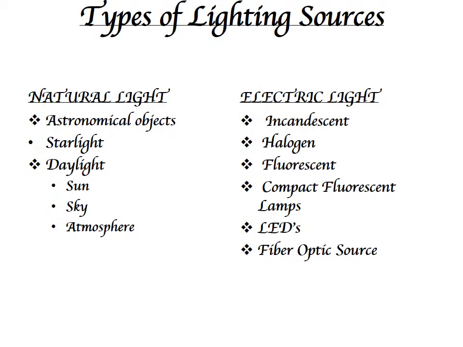There are two types of lighting source. One is natural light, the other one is electric light. Natural light could be astronomical objects such as starlight. Daylight means sun, sky and atmosphere. Electrical lights means incandescent, halogen, fluorescent, compact fluorescent lamps, LEDs, fiber optic source.